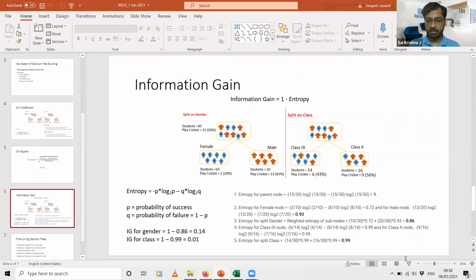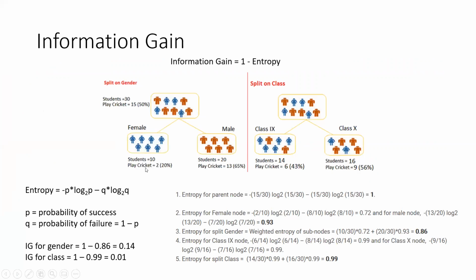The third technique that we have is information gain. This formula is slightly longer. Same example, but this is the formula which you use to calculate the information gain. Information gain is equal to 1 minus entropy. The most important part of this technique is calculating the value of entropy and then taking 1 minus that entropy. And how do you calculate that entropy? This is the formula that you use: minus p into log p to the base 2, minus q into log q to the base 2. Here p is the probability of success and q is the probability of failure.